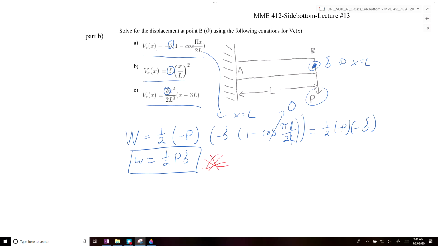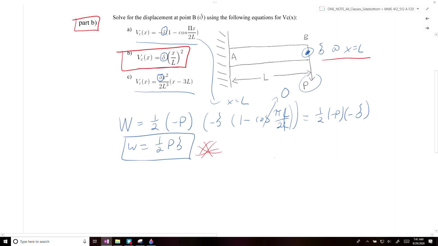So in this example problem, we're going to use Rayleigh's method in order to determine the displacement at the end of the beam, and in order to calculate our function vc of x along the beam. So we're going to focus in on part B of the problem, where we're going to assume our shape function is going to be equal to delta times x over L squared.